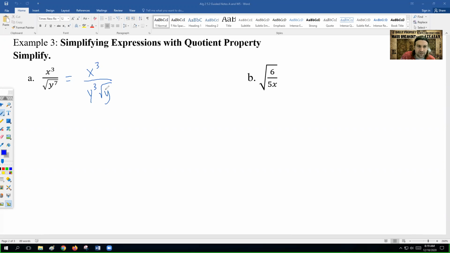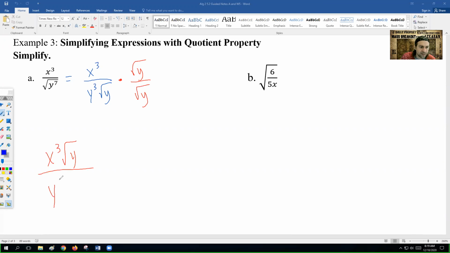So we still have a radical on the denominator, but now all we need to do is multiply by radical y over radical y, instead of multiplying by radical y to the 7. That would have been way more work in the end. So the top here becomes x cubed radical y.